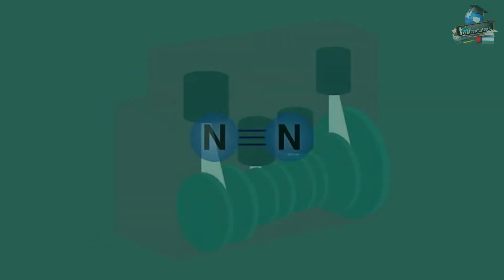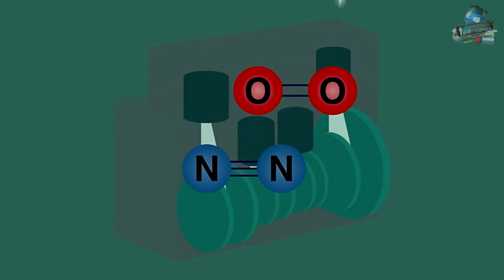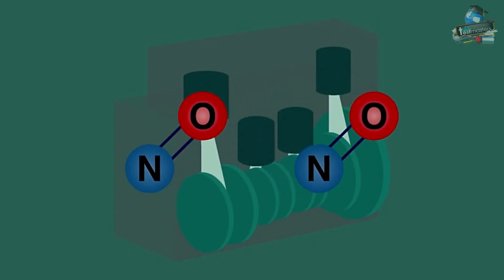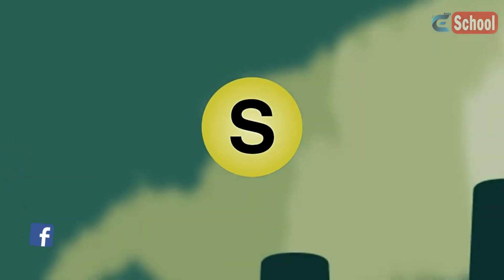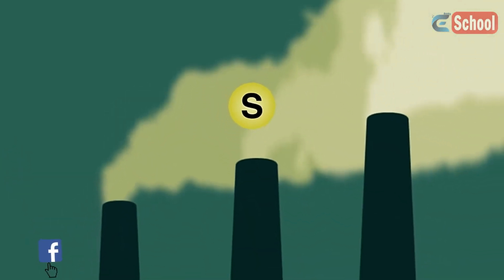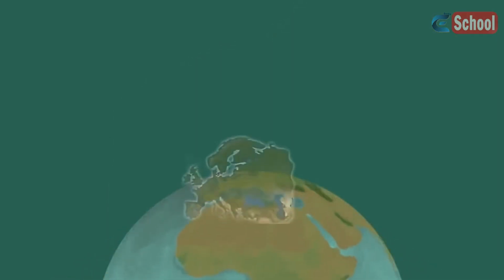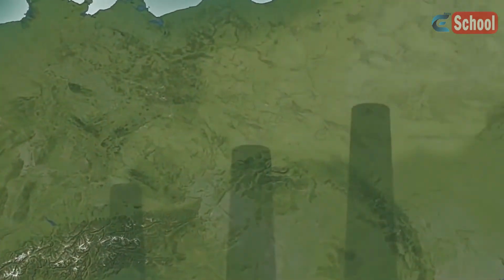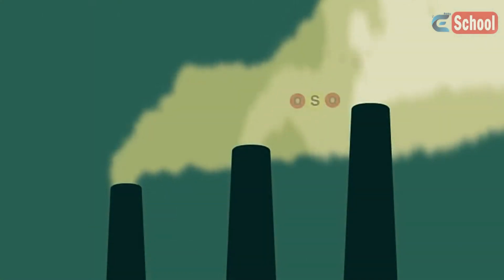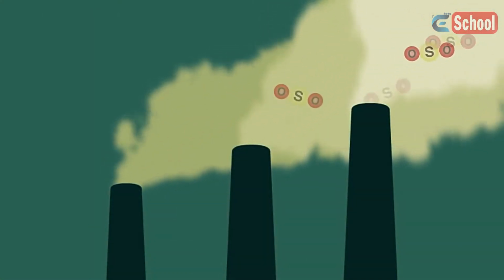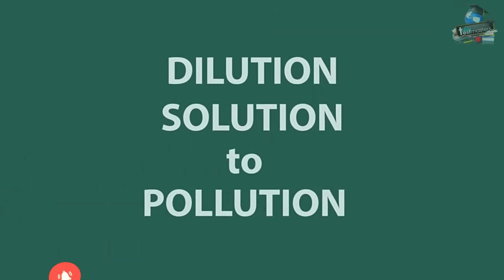Well, the nitrogen came from the combination of atmospheric nitrogen and oxygen in the cylinders of motor vehicles, and the sulfur when fossil fuels containing sulfur are burned, particularly in our power stations. Let's look at power stations in Europe. For many years, these stations have been using tall chimneys to disperse the sulfur dioxide far away, thinking that dilution was the solution to pollution.